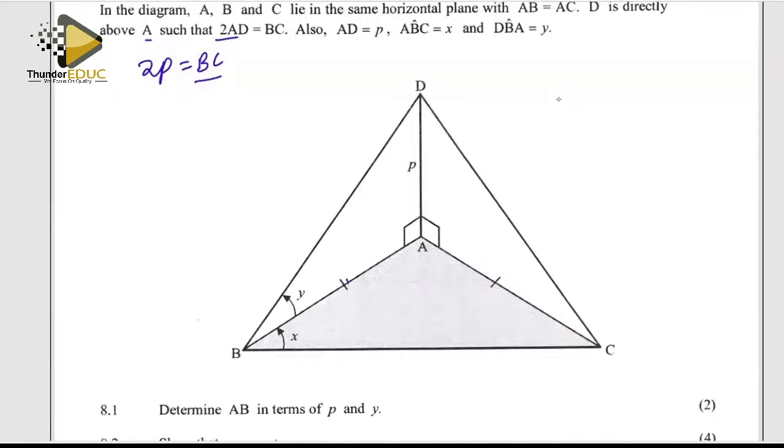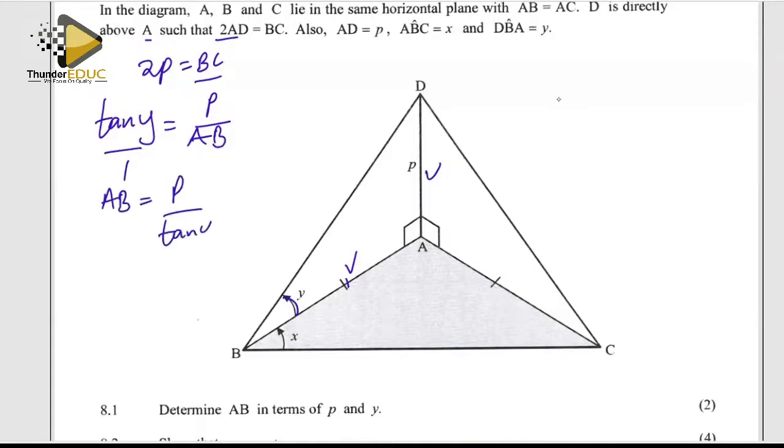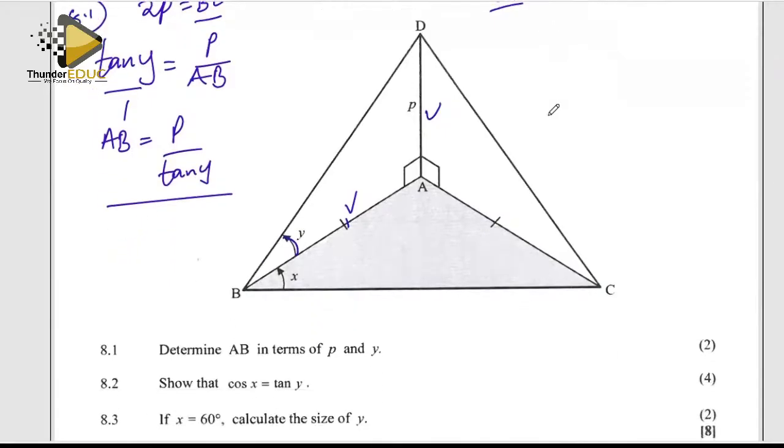This is AD, which is P, but we're seeing that this is a right angle triangle, so we can use our trig ratios. And the ratio that combines adjacent and opposite is the tan. So I would say that the tan of y is equivalent to the opposite, which is P, over the adjacent, which is AB. Let's make AB the subject. AB is going to be P over the tan of y. That is 8.1.